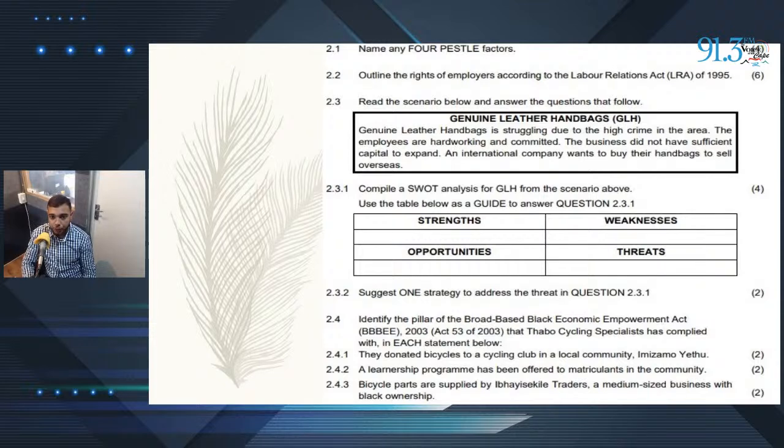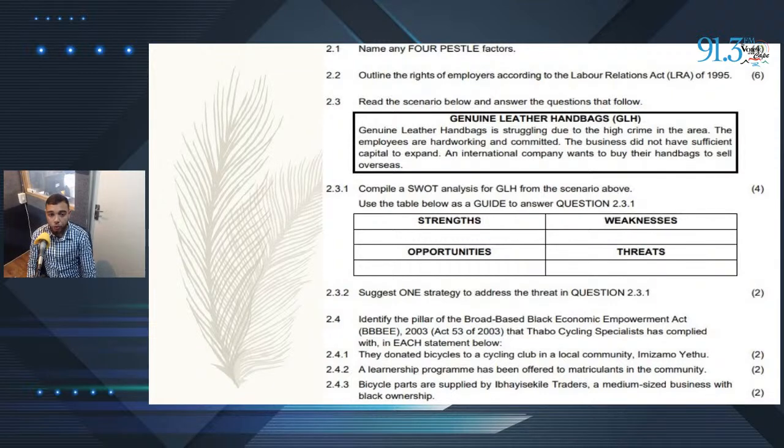Next one, a learnership program has been offered to matriculants in the community. We're now looking at learnerships. We know that forms part of skills development, and skills development is a pillar of the triple B double E. So therefore, your answer would be skills development.